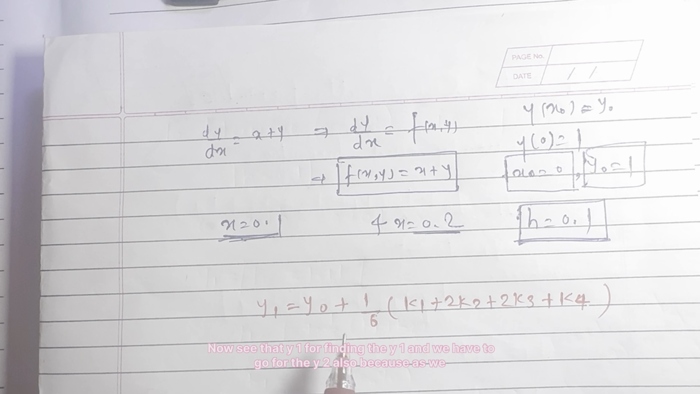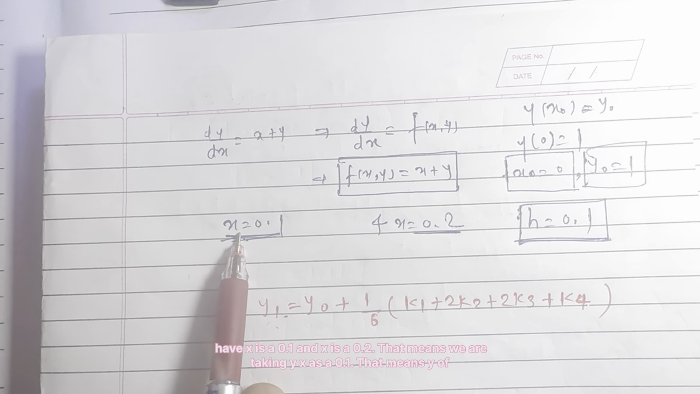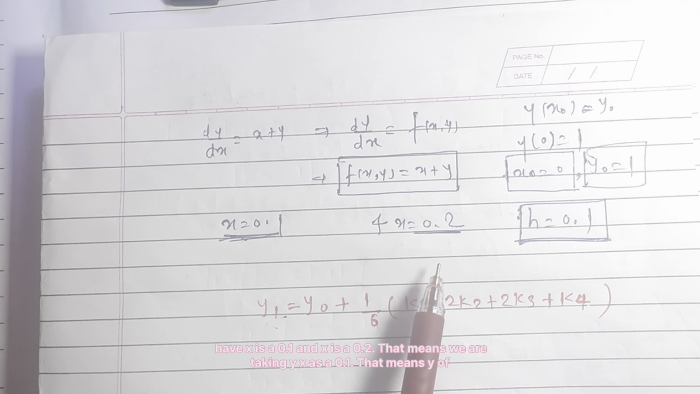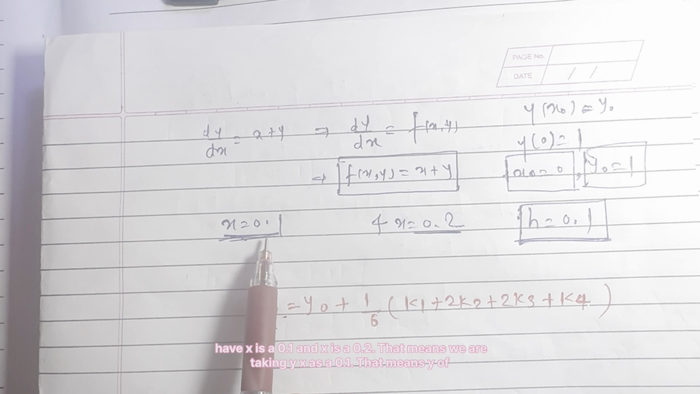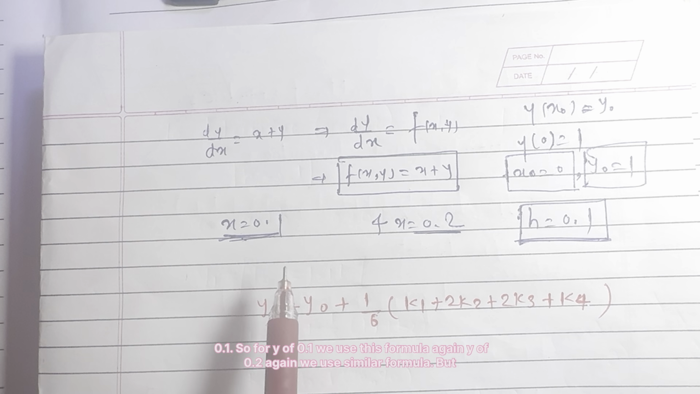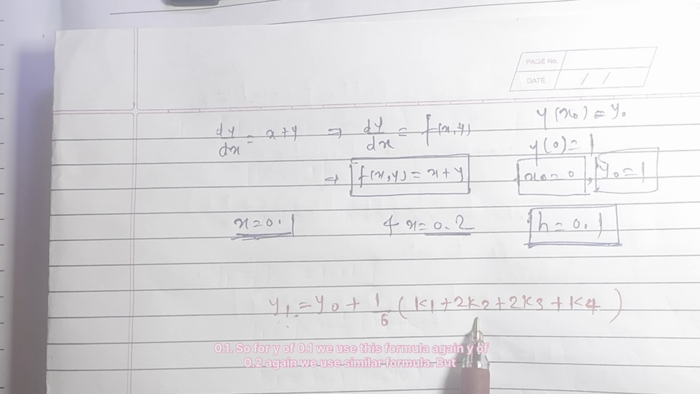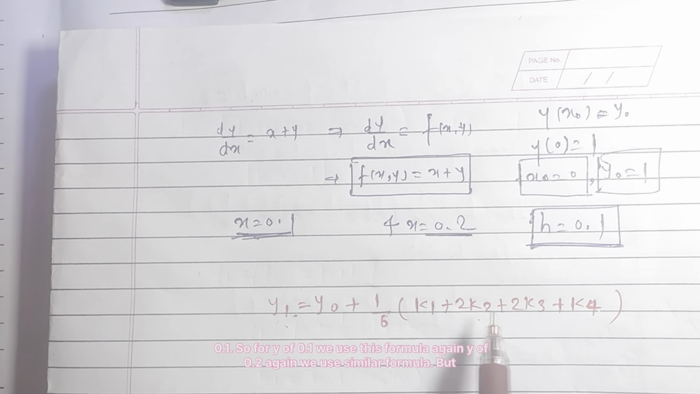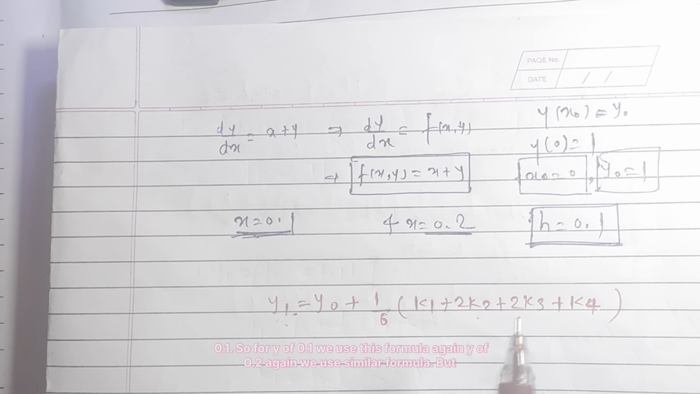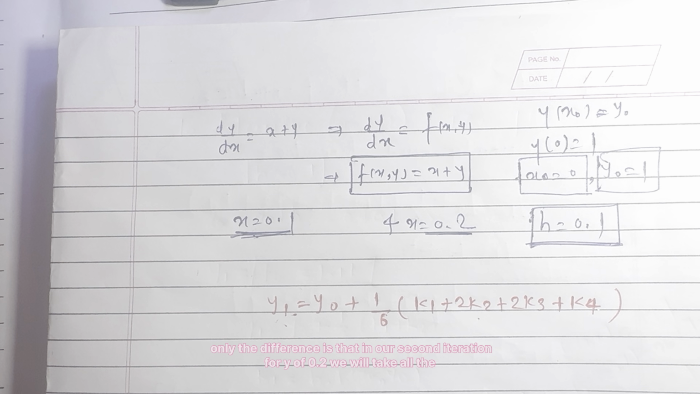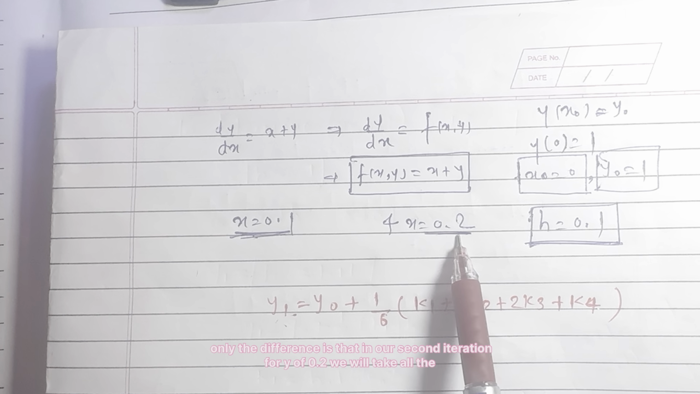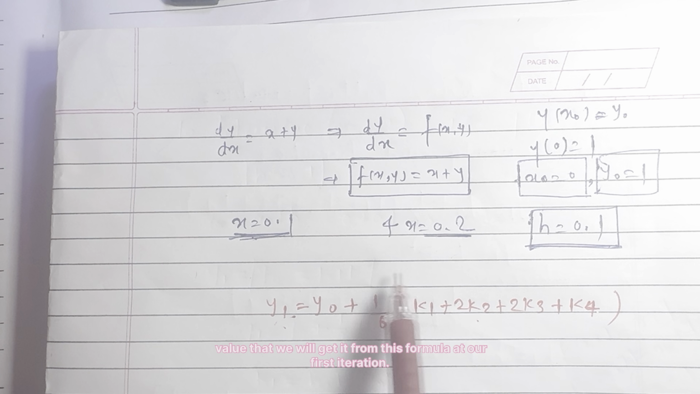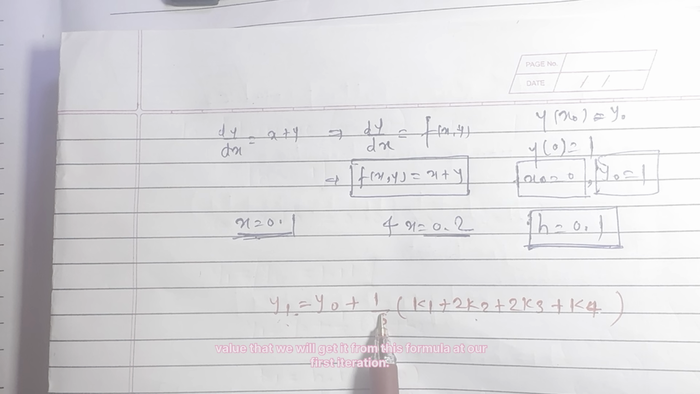For finding y1, we have to go for y2 also, because we have x as 0.1 and x as 0.2. For x as 0.1, that means y of 0.1, we use this formula. Again for y of 0.2 we use a similar formula, but the difference is that in our second iteration for y of 0.2 we take the values that we get from this formula in our first iteration.